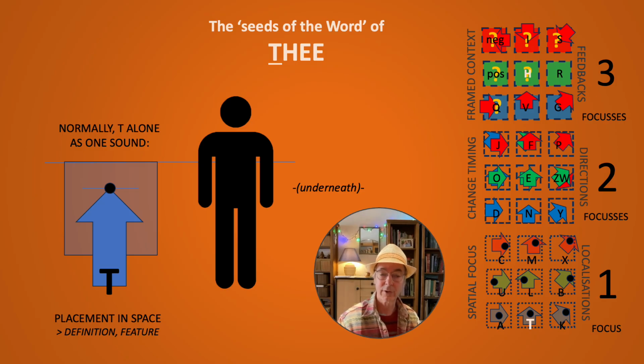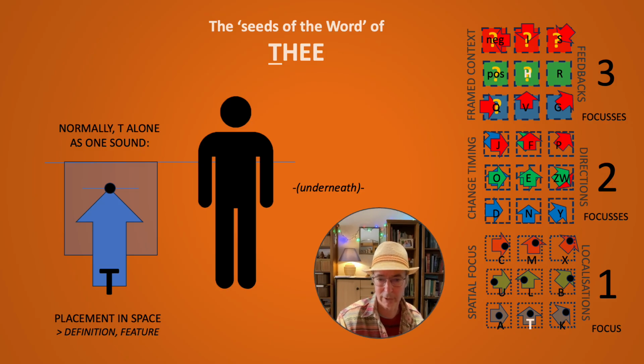So normally, just as one sound, you focus upon the space itself, upon an object itself, and you use it to distinct the correct space differences. So, and by space differences, it means also differences between differences. So you distinct differences, you make definitions, you see what are the features of objects. So that's what the T usually is used for, to have that very small distinction in space.